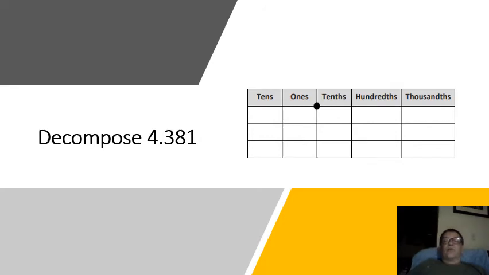Now let's decompose 4 and 381 thousandths. Once again, the first one, we're just going to write it out in standard form. Then we're going to start combining. So the ones and the tenths would combine to be 43 tenths, 8, and 1. Or I could say 438 hundredths, 1 thousandth, or it could actually say 4,381 thousandths.